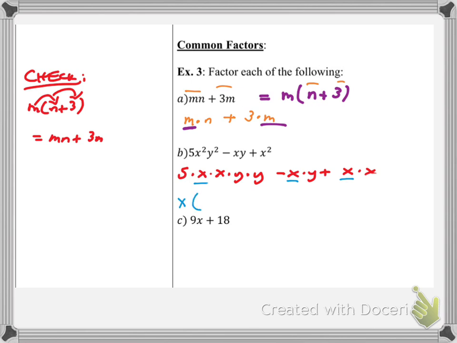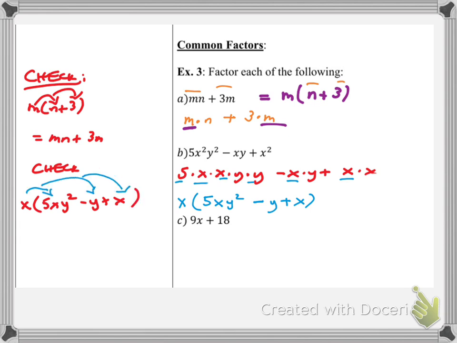And what are we left with? Well, in the first term, we're left with 5xy squared, right? So 5xy squared minus, in the second term, we're left with just a y. And in the third term, we're left with the x. And of course, we can check our answer by distributing this back in. If we distribute that back in, multiply that x by each term, we're going to get 5x squared y squared minus xy plus x squared, which is our original problem. So we did that correctly.